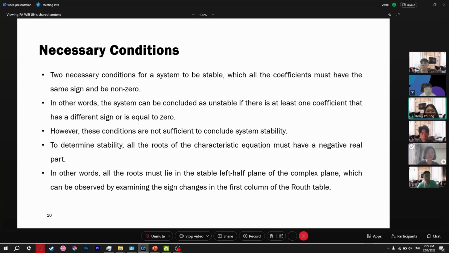Hence, to determine the stability of the system, all the roots of the characteristic equation must have a negative real part. In other words, all the roots must lie in the stable left half plane of the complex plane, which can be observed by examining the sign changes in the first column of the Routh table.